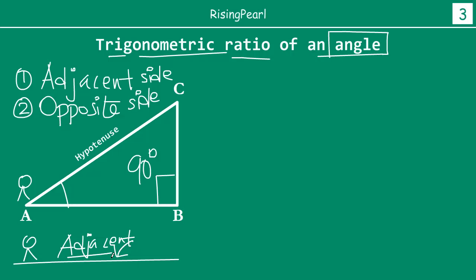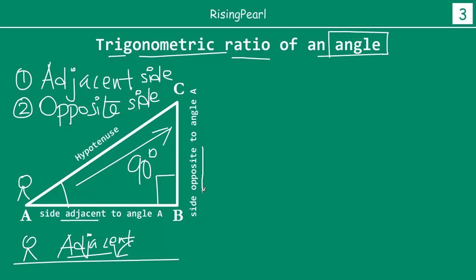So this is your adjacent side for angle A, and the opposite side is the side which, if you are standing here at the vertex A, you will be looking right across from you, the side BC. So the side BC is the side which is opposite to you, or opposite to angle A. In other words, the adjacent side to angle A will be AB, like we just discussed, and the opposite side to angle A will be BC. So AB becomes your adjacent side and BC becomes your opposite side.